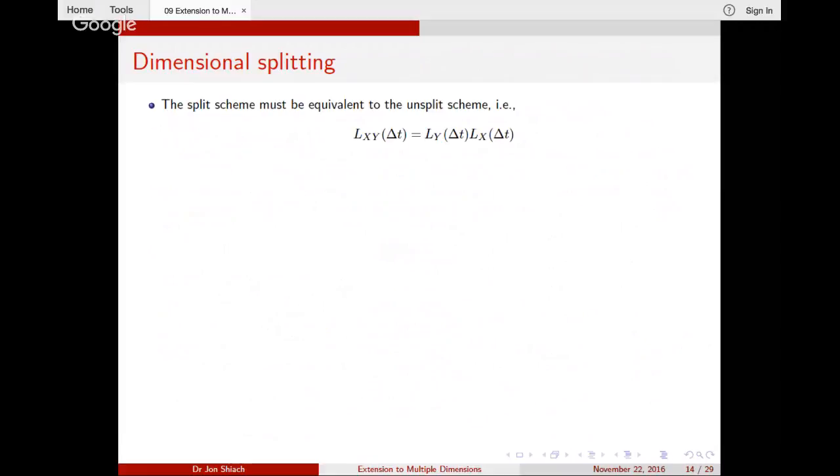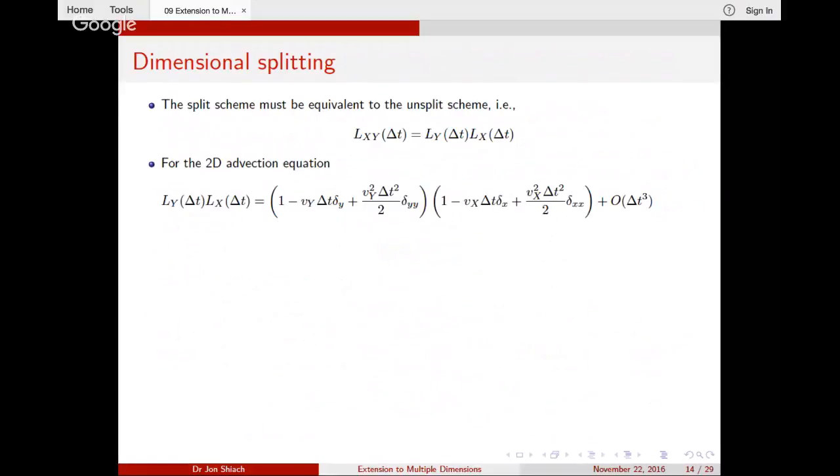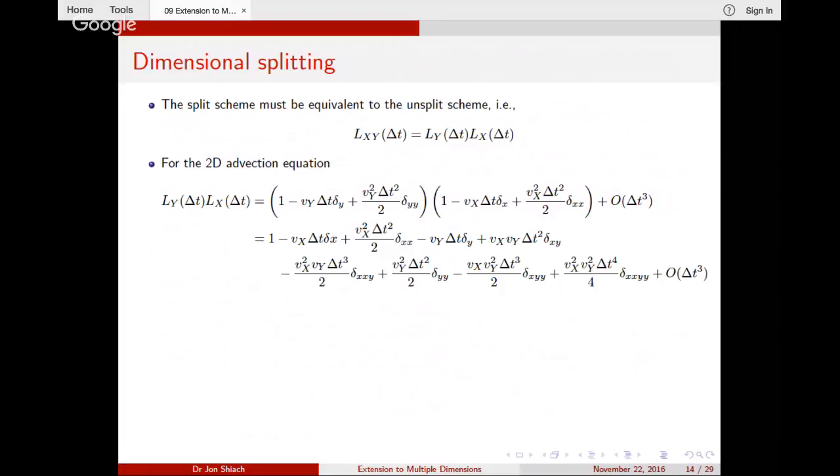Okay, so we've got to test whether we have that equivalence. So that's what we want to happen. That has to happen for us to be able to split it. Okay, so for the 2D advection equation, the first bracket is your Ly, and the second bracket is your Lx. Okay, lots of algebra, not going to lie, can get a little bit tedious.